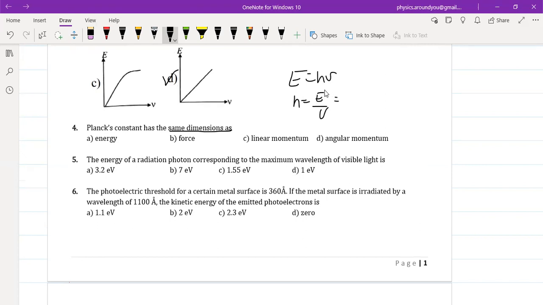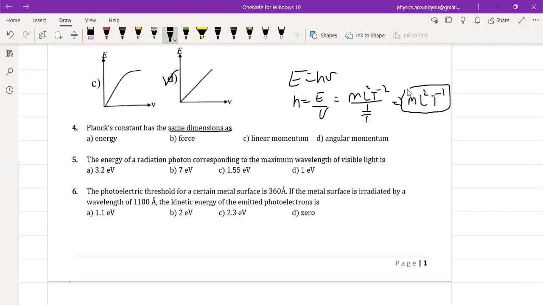E, right, is ML^2 T^-2. If you remember, energy is force into distance. Force is MLT^-2, distance is L, so ML^2 T^-2. Nu is 1 by T. And here we have ML^2 and T^-1.